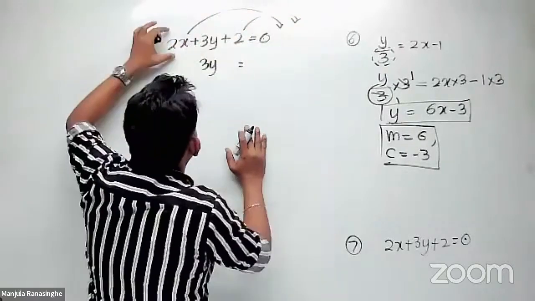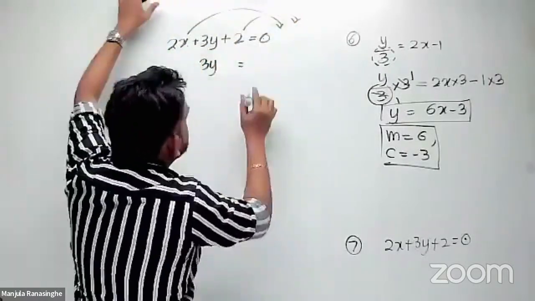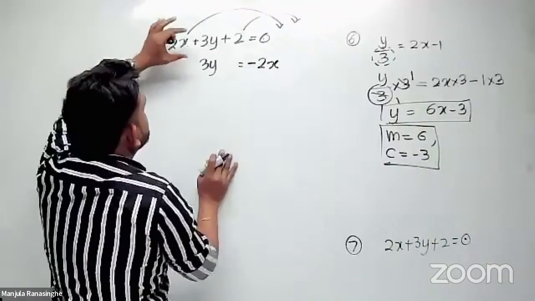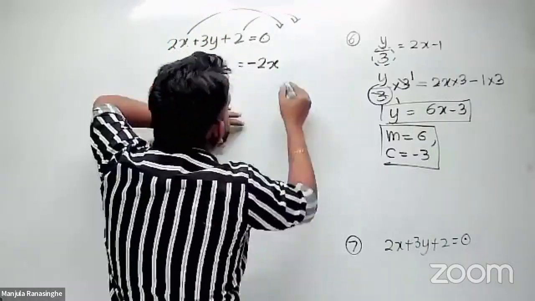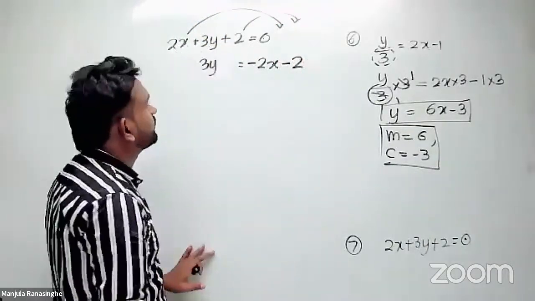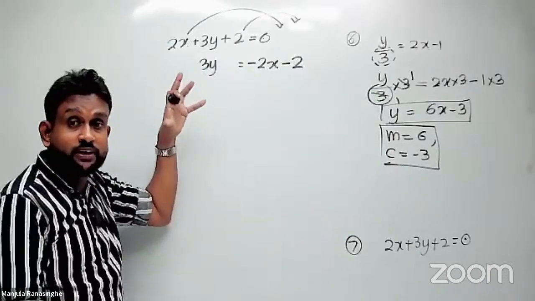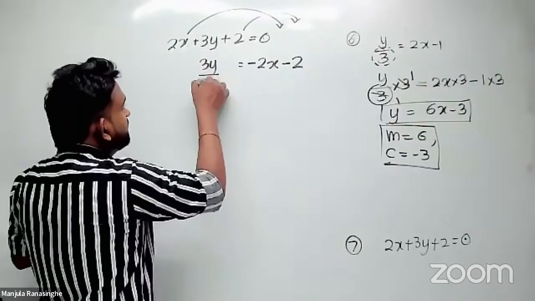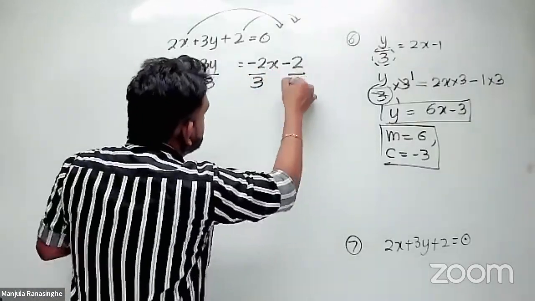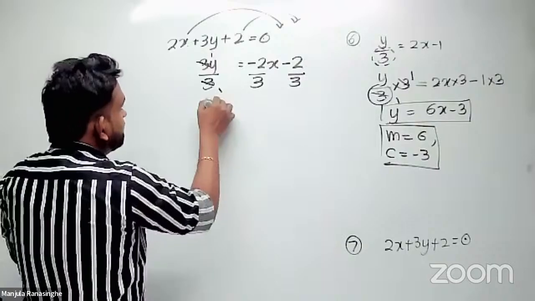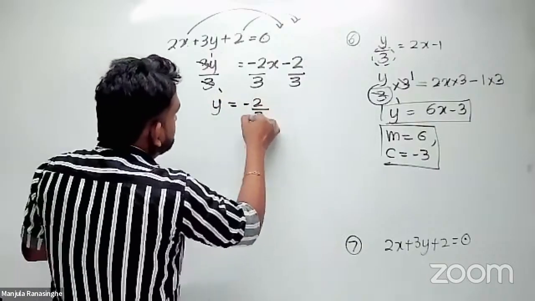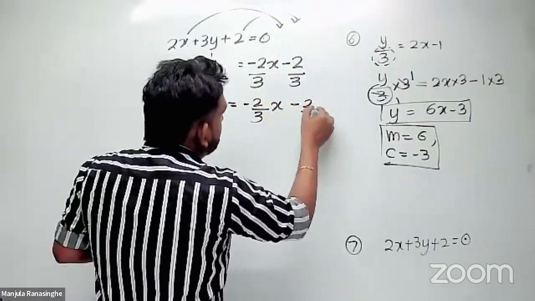The sign is changed. Here plus 2x goes to there. It becomes minus 2x. And here plus 2 there, then that becomes minus 2. Okay, now 3y there, but y is still not the subject. So what you do, the next step, divide by 3 all the terms. The 3 cancelled, then y equals negative 2 upon 3 x, negative 2 upon 3.